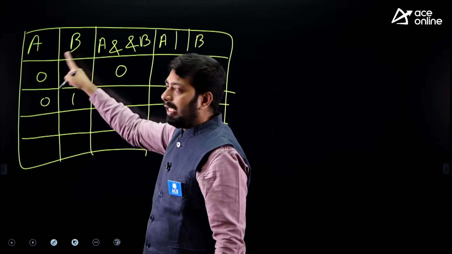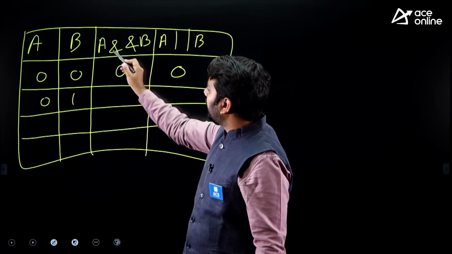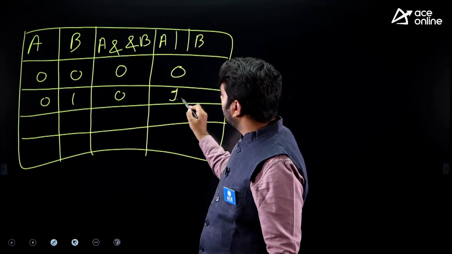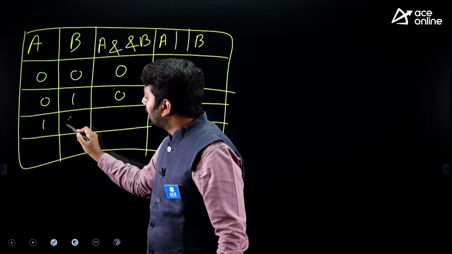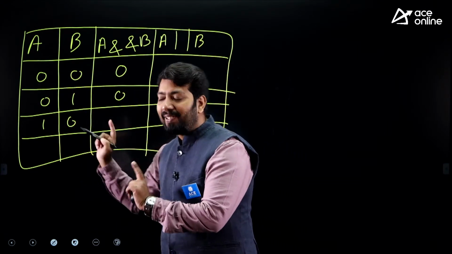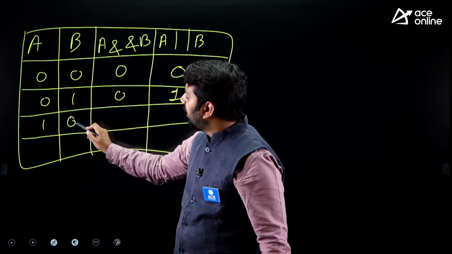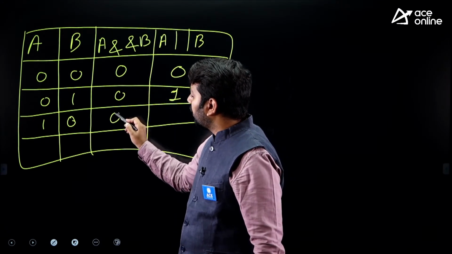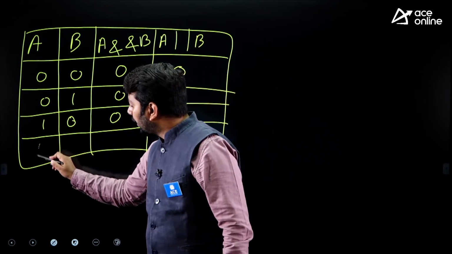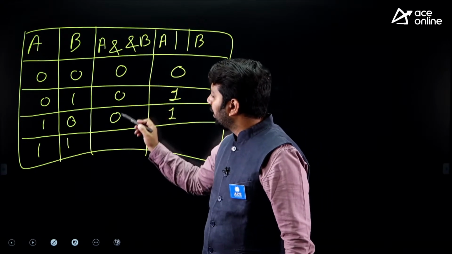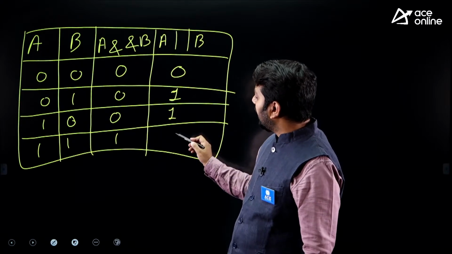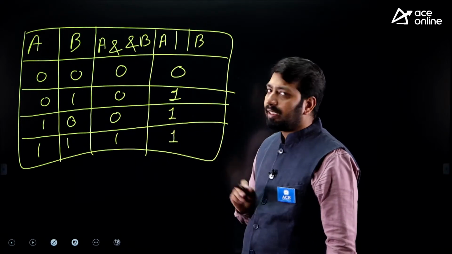0, 1, that means A is 0, B is 1. In that case, AND gives answer 0, OR gives answer 1. If it is 1, 0, that means A is 1, B is 0. Look, we are taking only Boolean expressions. In that case also AND will give answer 0, but OR will give us answer 1. And if both are 1, then only we will get the answer 1 in case of logical AND, but in case of logical OR, if any of them is true, we will get the answer 1.